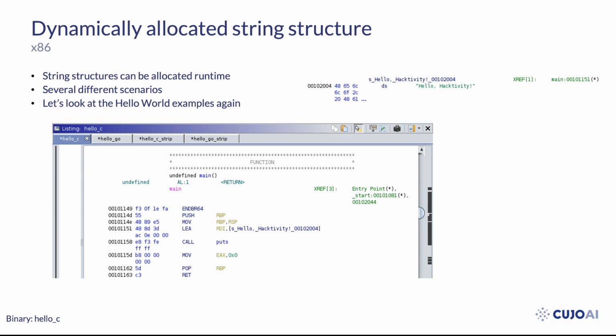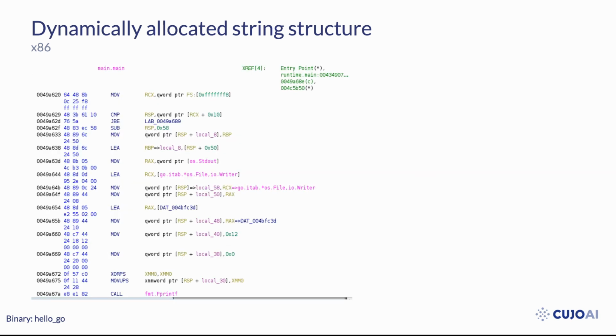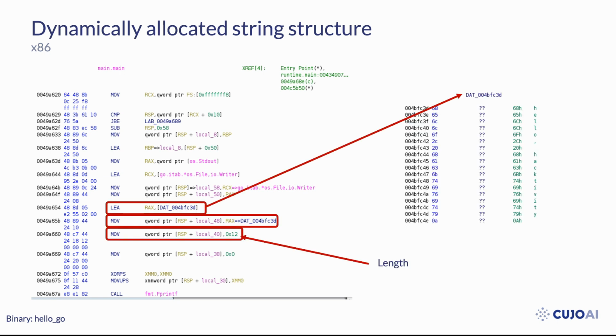And comparing this to the Go hello world example, we can see that the function looks more complicated. We don't see the string that we would expect. So we have to spend some time to understand the structure, how it is built up. But luckily, it's not that difficult to find the data that we are looking for.